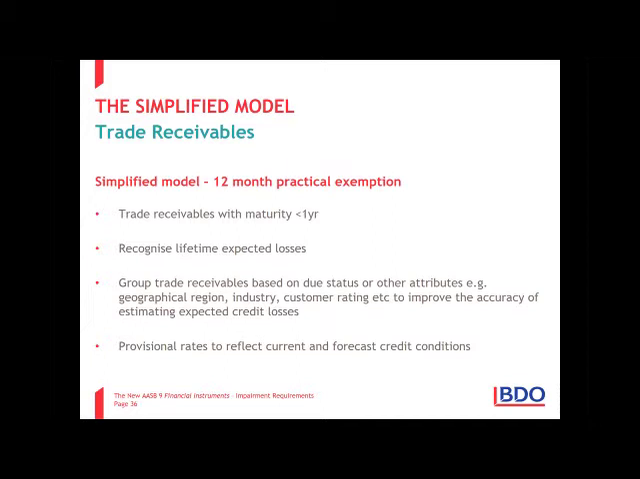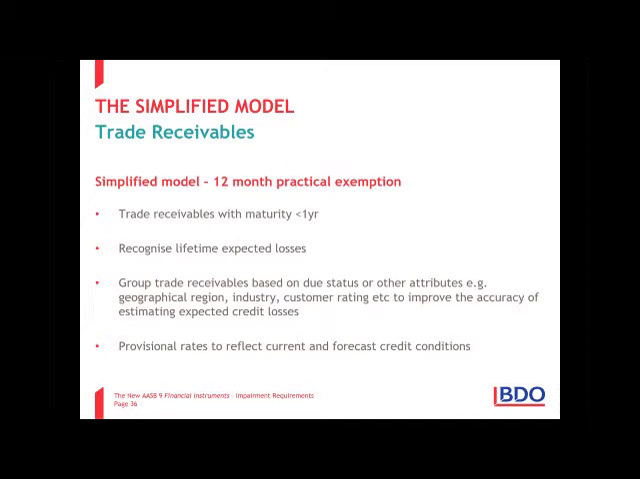If we do the simplified approach or the simplified model, which is allowed for trade receivables, in this model, basically, it gives us a 12-month practical exemption. So if you've got trade receivables with a maturity of less than 1 year, now I would say most businesses will have trade receivables and maturity expected to be less than 1 year. Therefore, for you, because it's already less than 1 year, whether you use 12-month expected losses or whether you use lifetime expected losses, it wouldn't give you much of a difference because lifetime expected losses is already less than 12 months. So you could use this exemption, use a simplified model for your trade receivables.